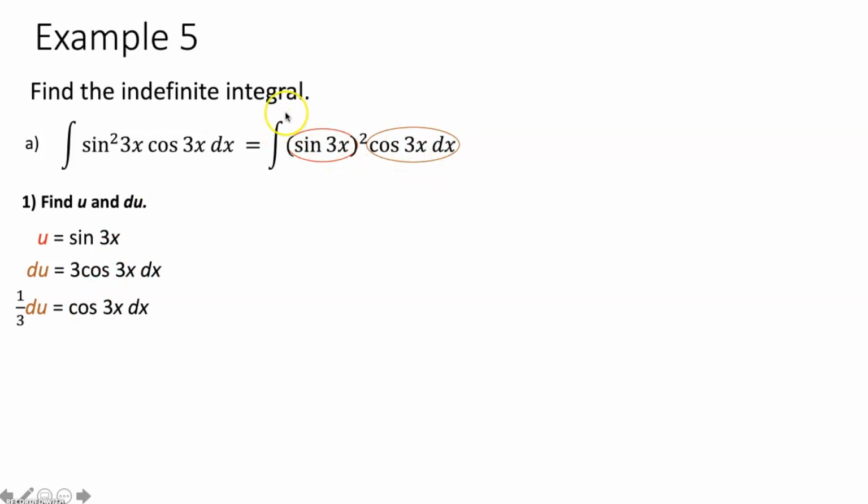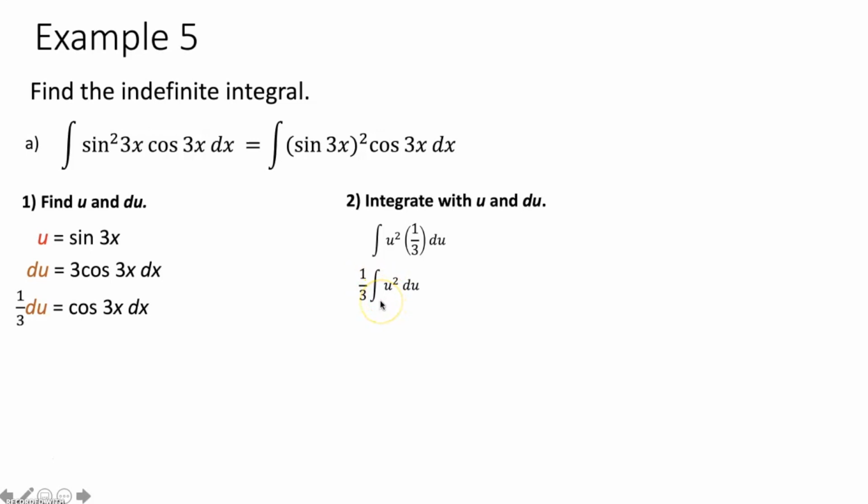Now what I can do is I can rewrite this integral in terms of u and du. So I'm going to substitute u in for sine of 3x. I'm going to substitute 1/3 du in for cosine of 3x dx. Now I have rewritten my integral in terms of u and du, so I can prepare this for integration. I'm going to take this 1/3, which is a constant, just move it out front, and then I can integrate using the general power rule.